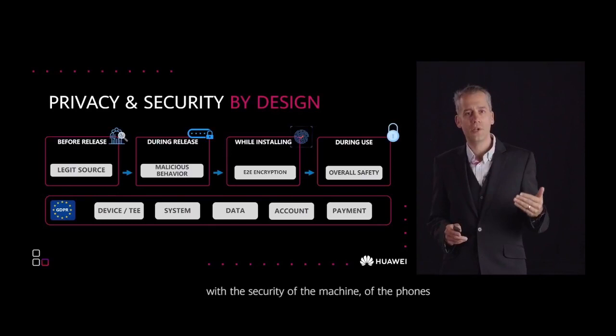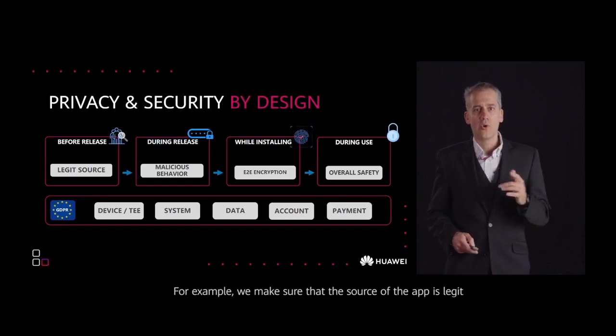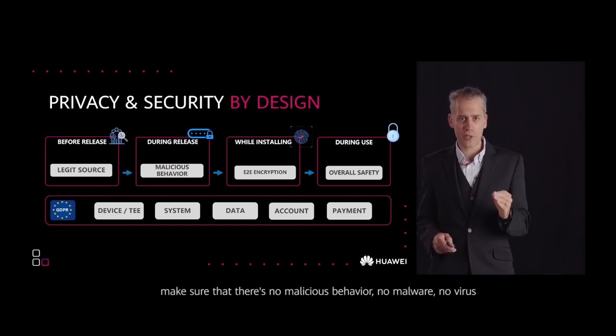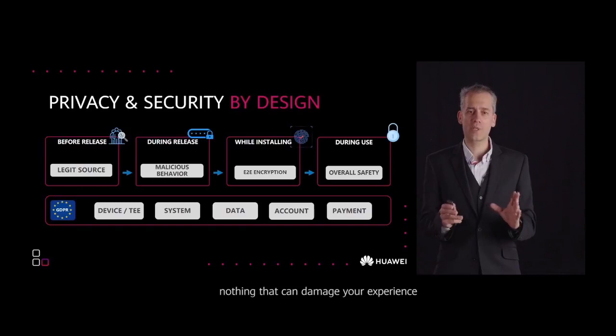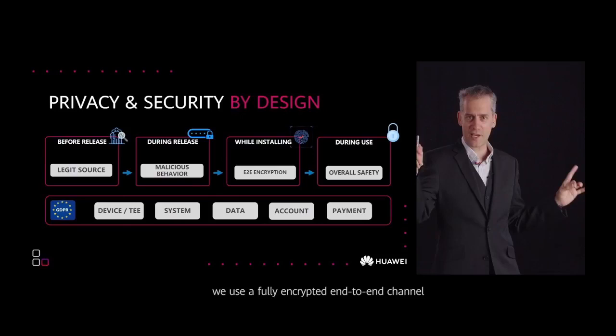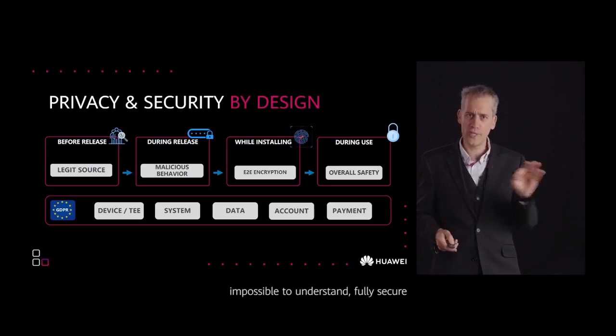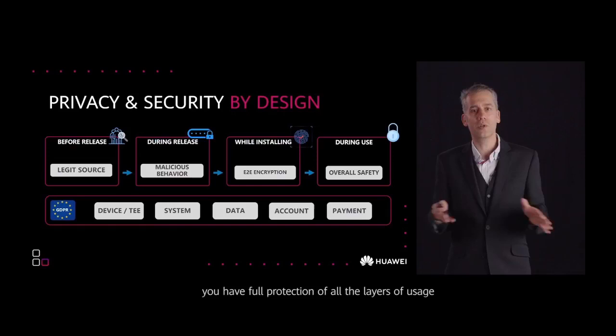For example, we make sure that the source of the app is legit, that there's no piracy happening in our store. While uploading the app to our servers, we'll make sure that there's no malicious behavior, no malware, no antivirus, nothing that can damage your experience. While installing the app in your phone, we use a fully encrypted end-to-end channel that ensures that if anyone would like to see what's happening from the external source, they will see something like the matrix letters falling, impossible to understand. Fully secure. And finally, while you're using our apps, you have a full protection of all the layers of usage. That is the service level.